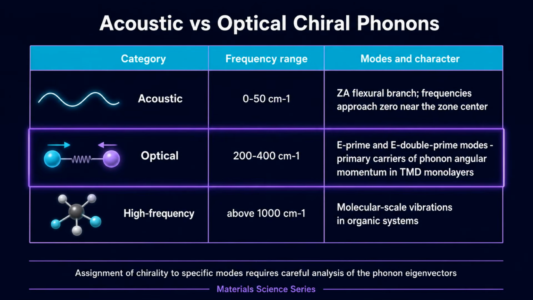Chiral phonons span different frequency ranges. Acoustic modes near the zone center have frequencies approaching 0. Optical modes at 200 to 400 wave numbers include the E' and E" modes we've discussed, which are the primary carriers of phonon angular momentum in TMD monolayers. High-frequency modes above 1,000 wave numbers involve molecular scale vibrations in organic systems. The assignment of chirality to specific modes requires careful analysis of the phonon eigenvectors.